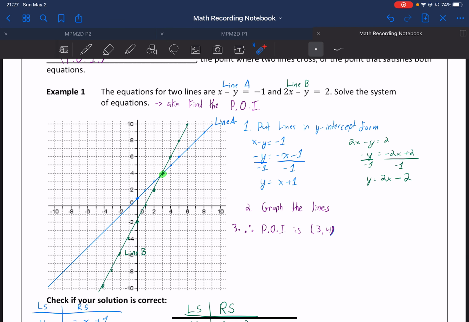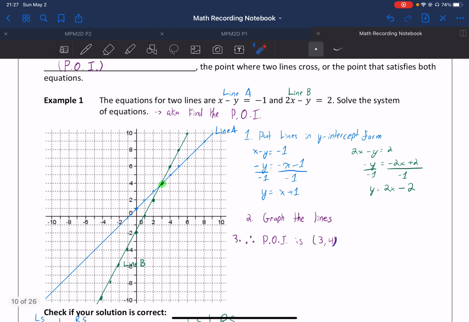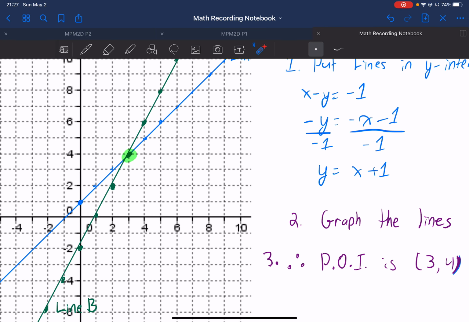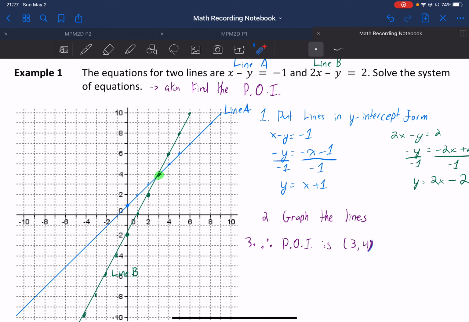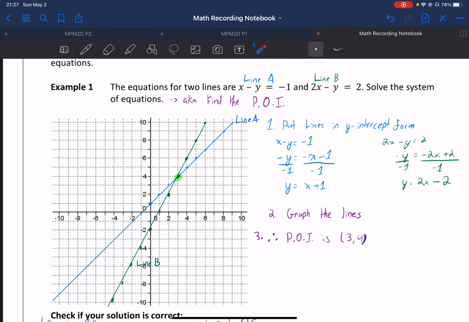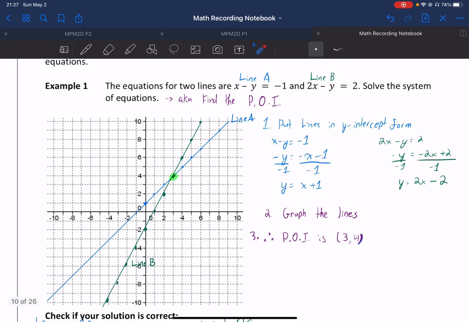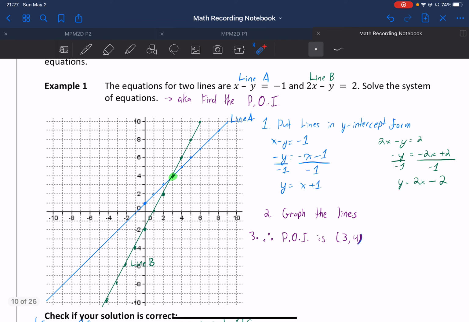So as you can see here, I've done the dots, if you zoom in, to go up. And on the other one, I have the dots also for the other line. I just used different colors so it was easy to see which was line A and line B. So after you solve your equations, you see them in y-intercept form, you graph them. And then when you graph them, you should be able to see where they cross.